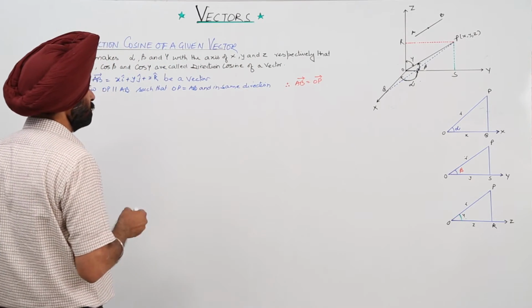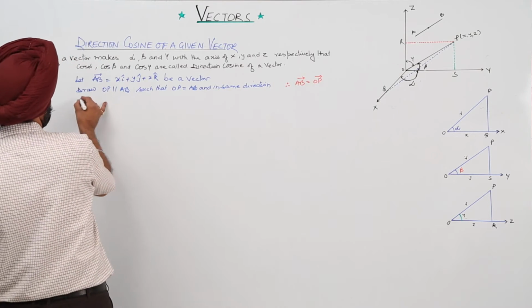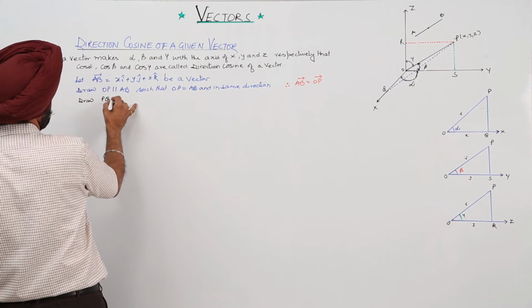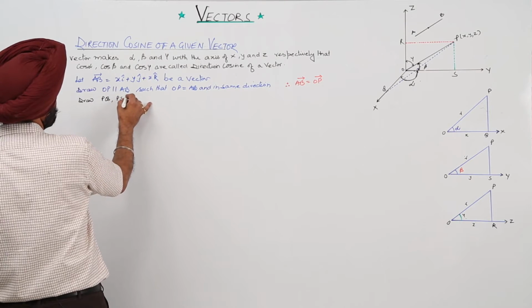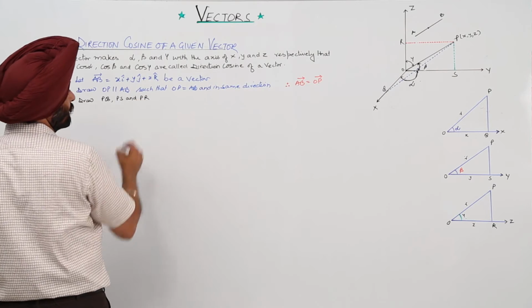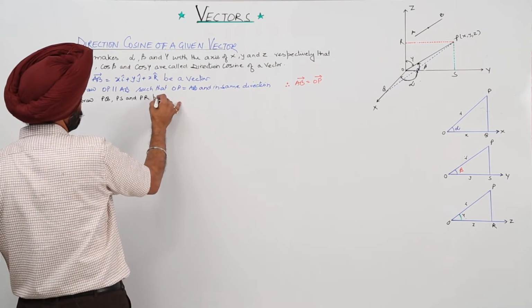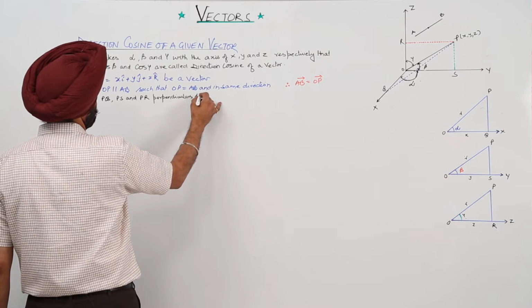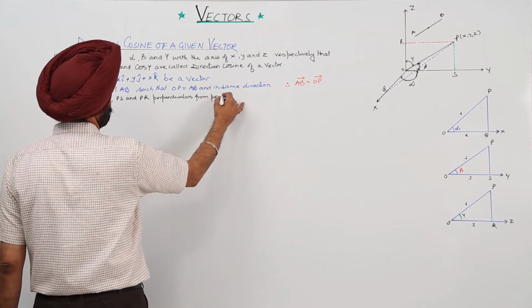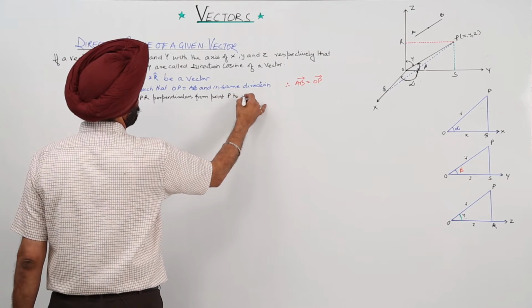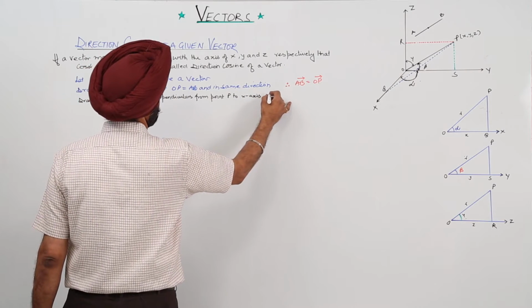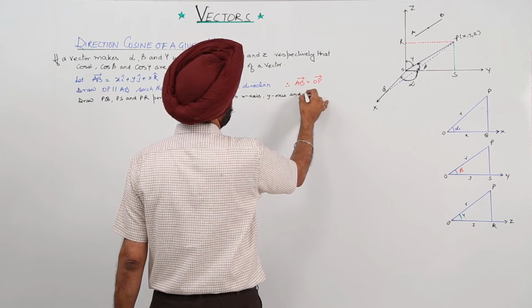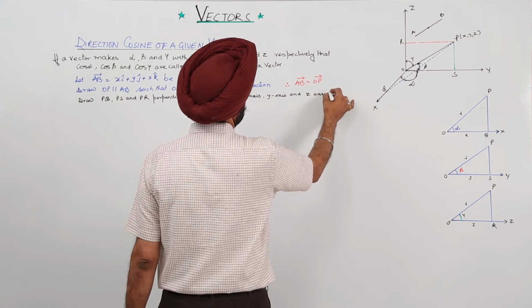Now, draw PQ, PS and PR perpendiculars from point P to x axis, y axis and z axis respectively.